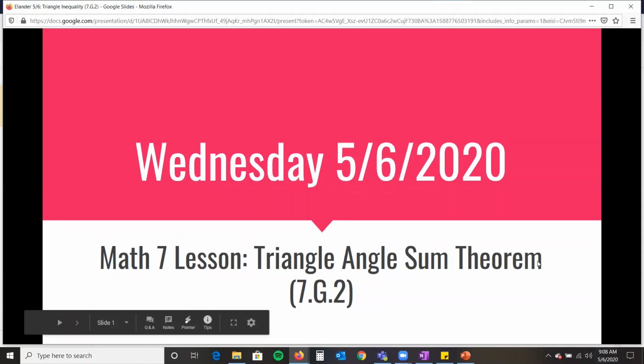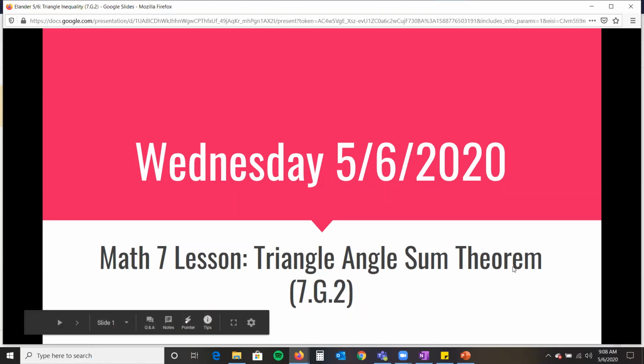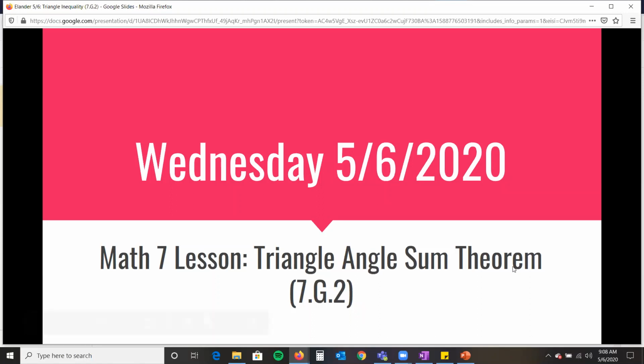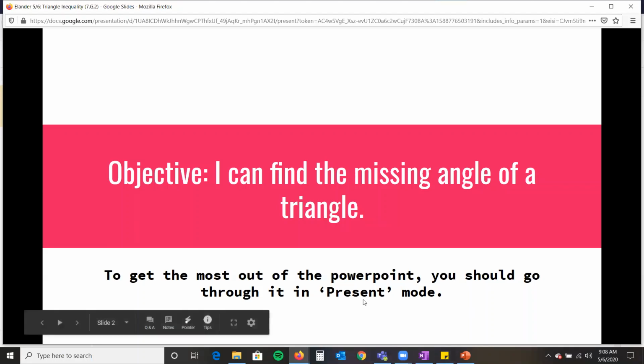And then a theorem is like a formula sometimes, or an idea, something that we use as basically a rule of thumb. So if it's a triangle angle sum theorem, then it's basically talking about the adding of all the angles in a triangle. Okay, so the objective, I can find the missing angle of a triangle. So if we have a triangle and it's got some missing angles, can we find out what those angles are with just the information we have? That's what we're going to be looking at today.